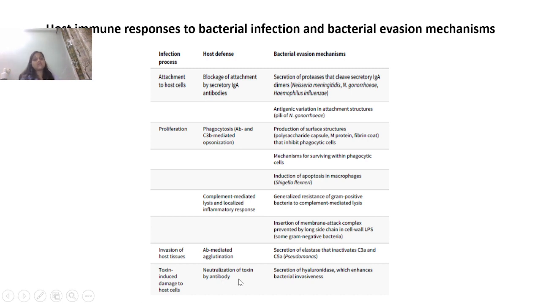Then there is toxin-induced damage to host cells. When there is toxin-induced damage to host cells, there will be neutralization of this toxin by different antibodies. However, some bacteria will secrete hyaluronidase, which will enhance bacterial invasiveness, and there will be no neutralization of the toxin by the antibody. So these are some of the examples by which bacteria can evade the immune system.